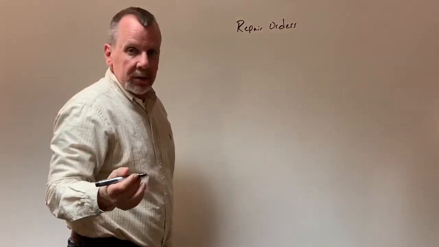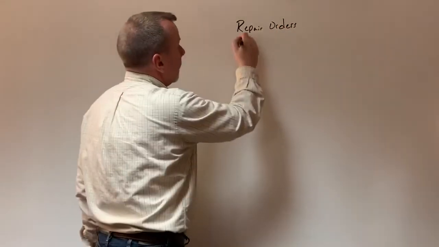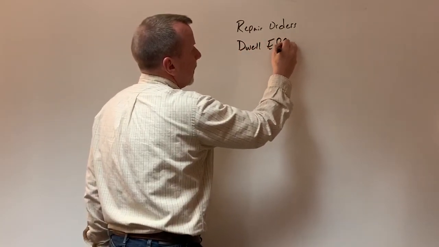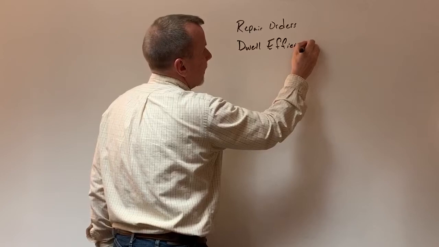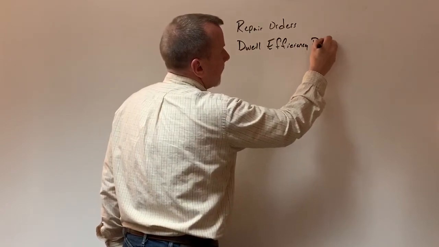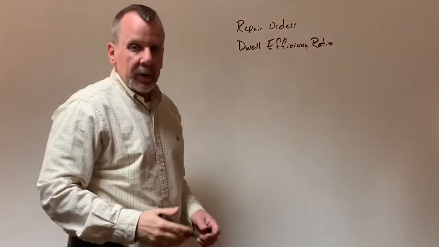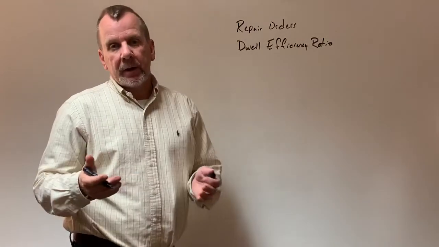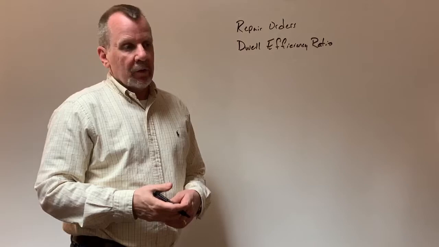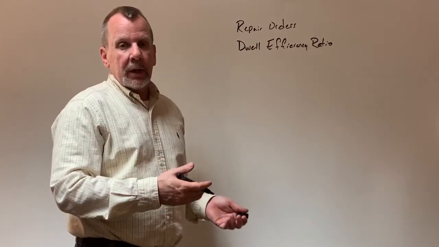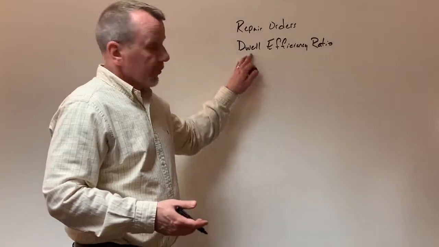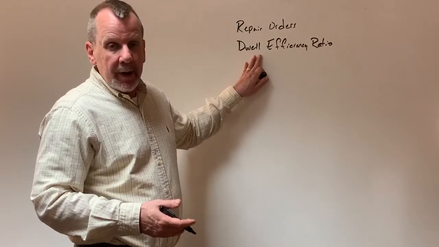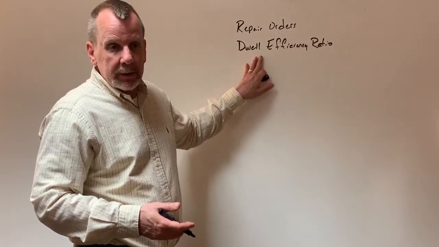And in particular, comparing it against something called the dwell efficiency ratio. And the dwell efficiency ratio is simply a comparison of our dwell time compared against our sold time. So if we have 10 hours of dwell time and we have 1 hour of sold, our dwell efficiency ratio is 10. The lower this gets, the better we are at turning work.